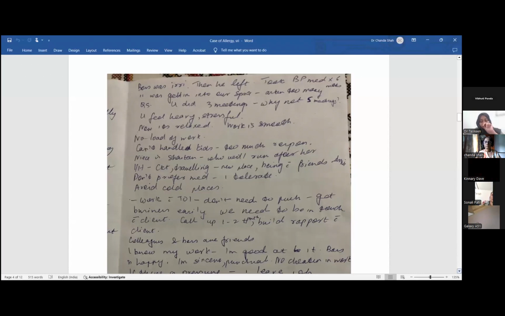But now, after leaving, he feels relaxed and work is smooth. There is no load of work. So when asked about kids, he says, "I can't handle kids too. I feel kids are too much responsibility." He gives the example of his niece, who is a Shaitan, who will run after her. When asked about his interests and hobbies, he said he likes cricket and traveling to new places, also being with friends.